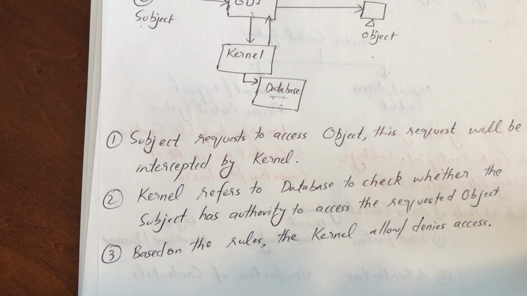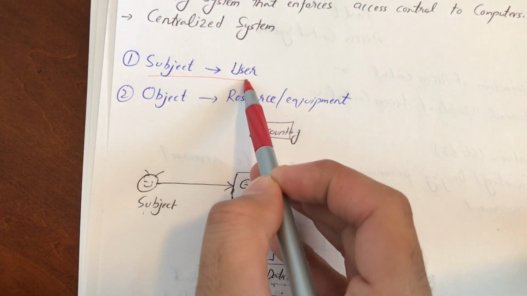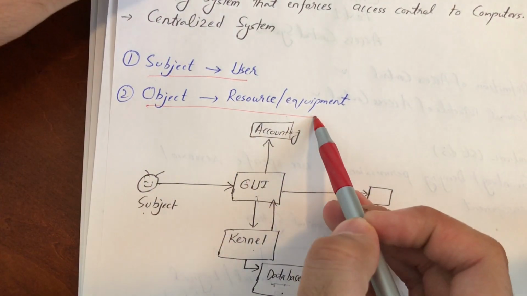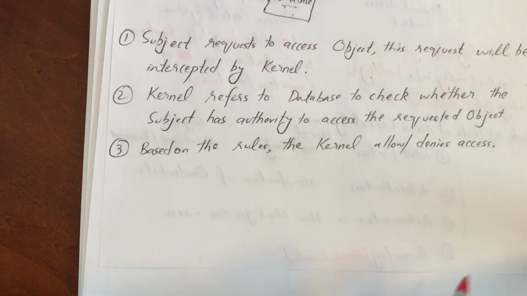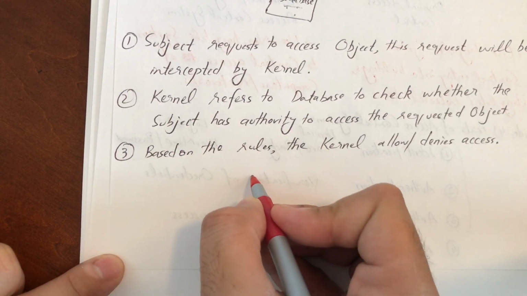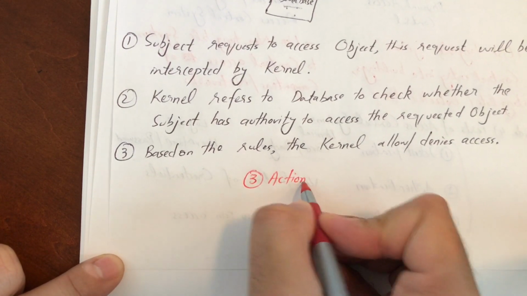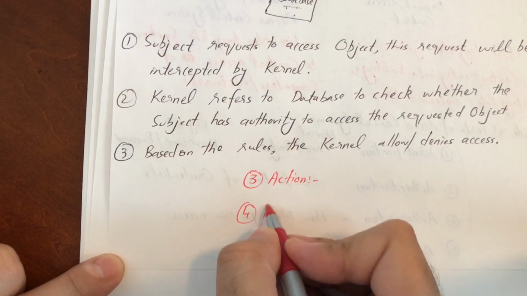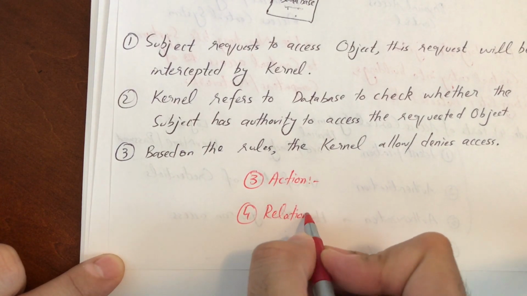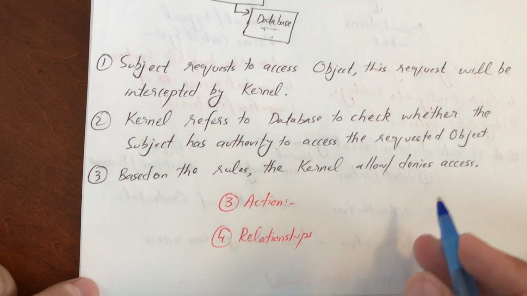After slide 7, slide 8 is about definitions that we already talked about. We talked about subject, where the user is a subject, and object, which is a resource or equipment. Other than object and subject, there are two more terms. One is called actions, and the fourth one is relationships. These are two more definitions or terminologies in access control.